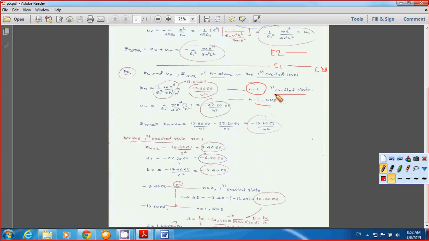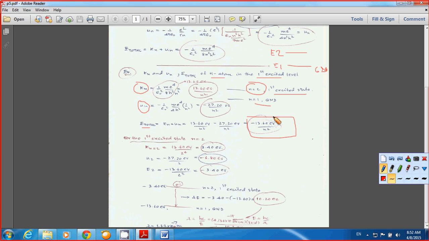You already have the equation for kinetic energy, and you already have the equation for the potential energy of the electron at energy level n. So you calculate this: K_n simply becomes 13.6 electron volt over n squared, and U_n becomes negative 27.2 electron volt over n squared, and you find E total becomes negative 13.6 electron volt over n squared. You're probably familiar with this number already.